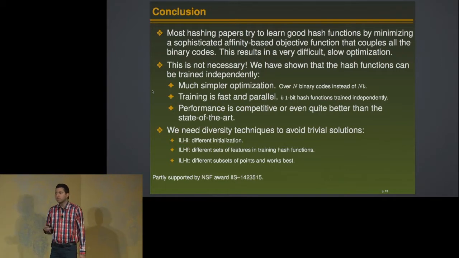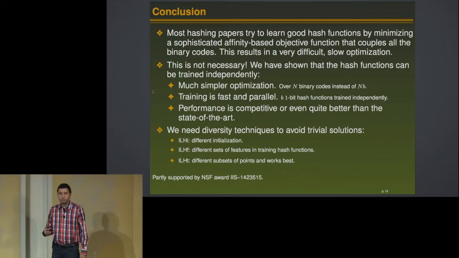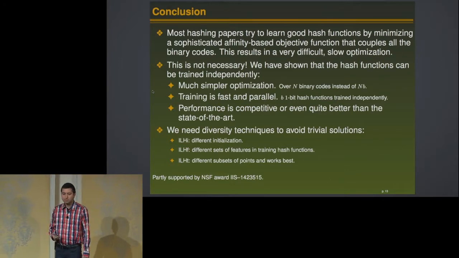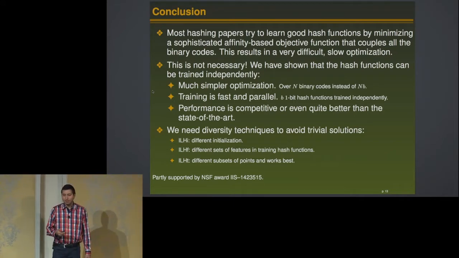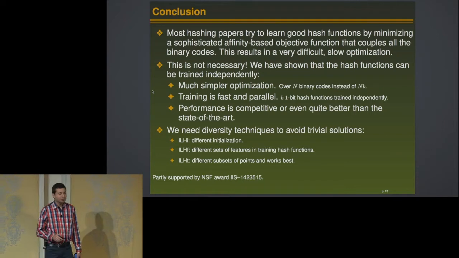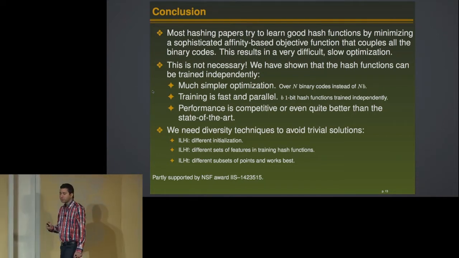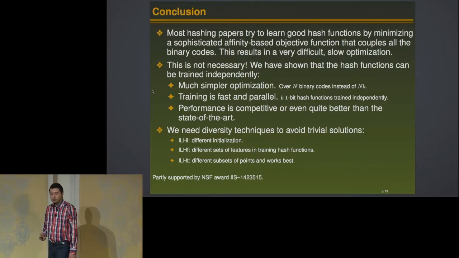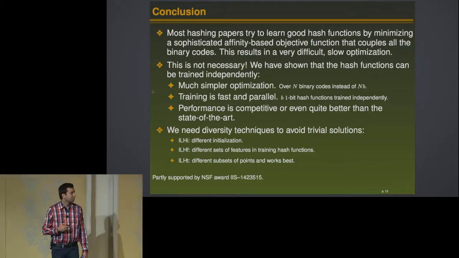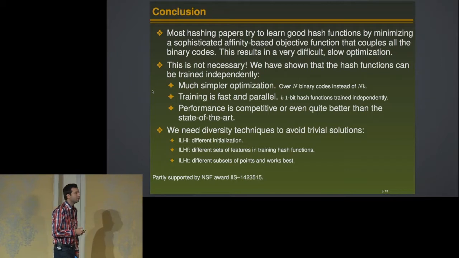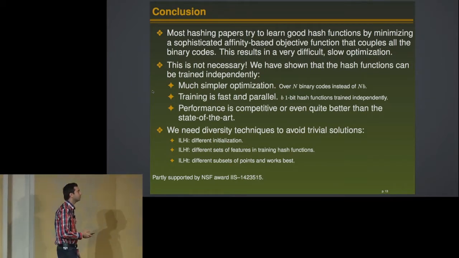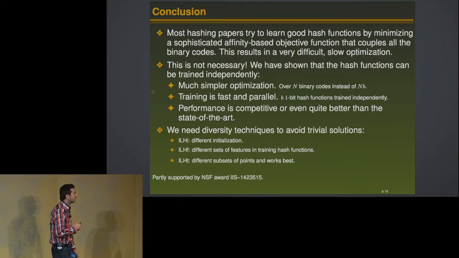And to conclude, most of the hashing papers try to propose a new objective function, in which all the 1-bit hash functions are coupled. We showed that this is not necessary. We can train the hash functions independently, and it gives us several advantages. The optimization is simpler, the training is fast, and we also showed that the precision of our hash function can beat a state-of-the-art, or at least it is competitive.